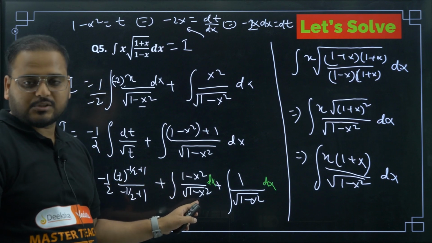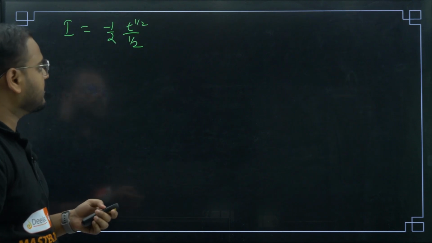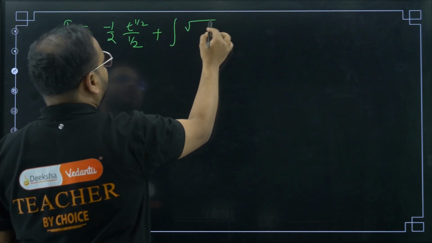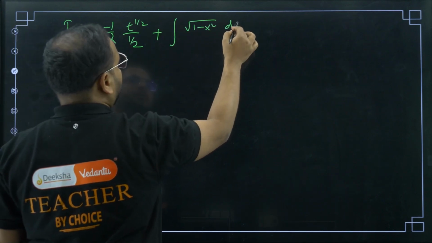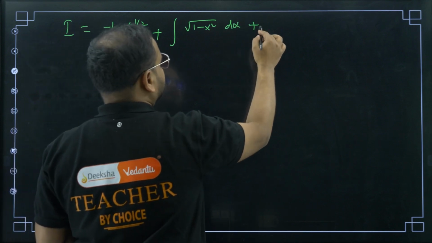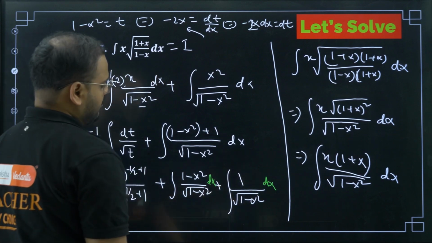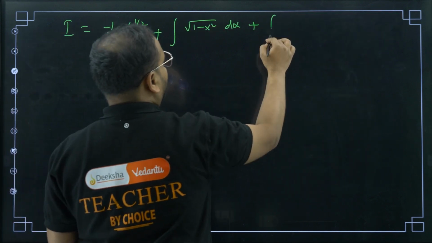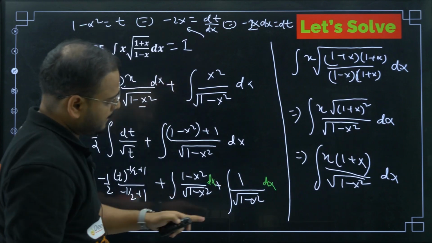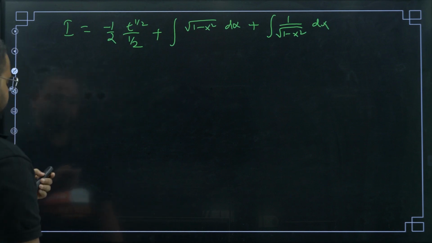1 minus x square divided by root of 1 minus x square. What is left? Only root is left. 1 minus x square divided by root of 1 minus x square. What is left? Plus sign is there. Integration of root of 1 minus x square with dx. Okay. Now plus sign. Plus sign or minus sign? Plus sign. Okay. Please have a look. 1 upon root of 1 minus x square dx. Am I right? Yes. This is x. Okay.